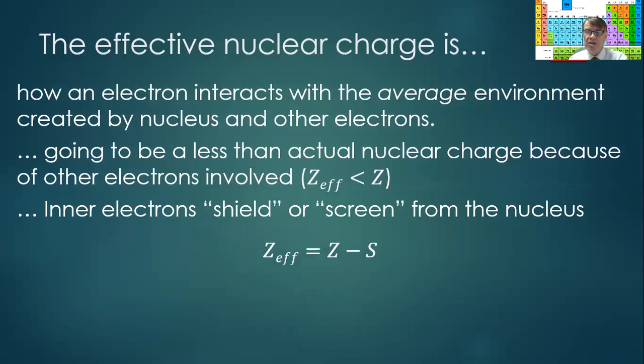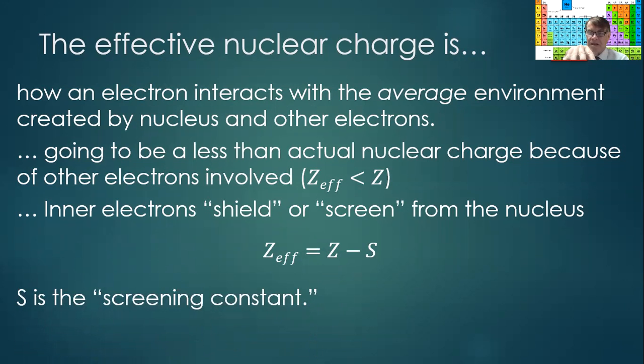And so we might just say that the effective nuclear charge on an electron out here is going to be the positive charge of the nucleus minus the screening constant that is caused by the electrons in between the nucleus and the valence electron out here, okay? So S is the screening constant. The effective nuclear charge that an electron out here experiences is going to be the charge of the nucleus minus the screening effect of the intervening electrons, okay?